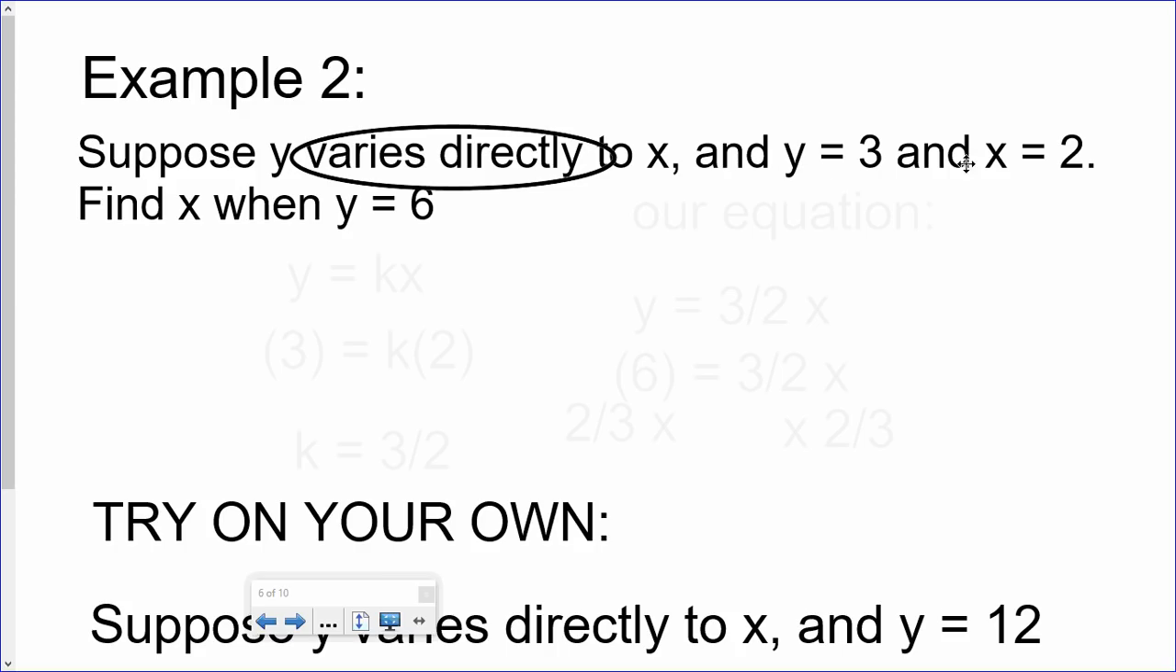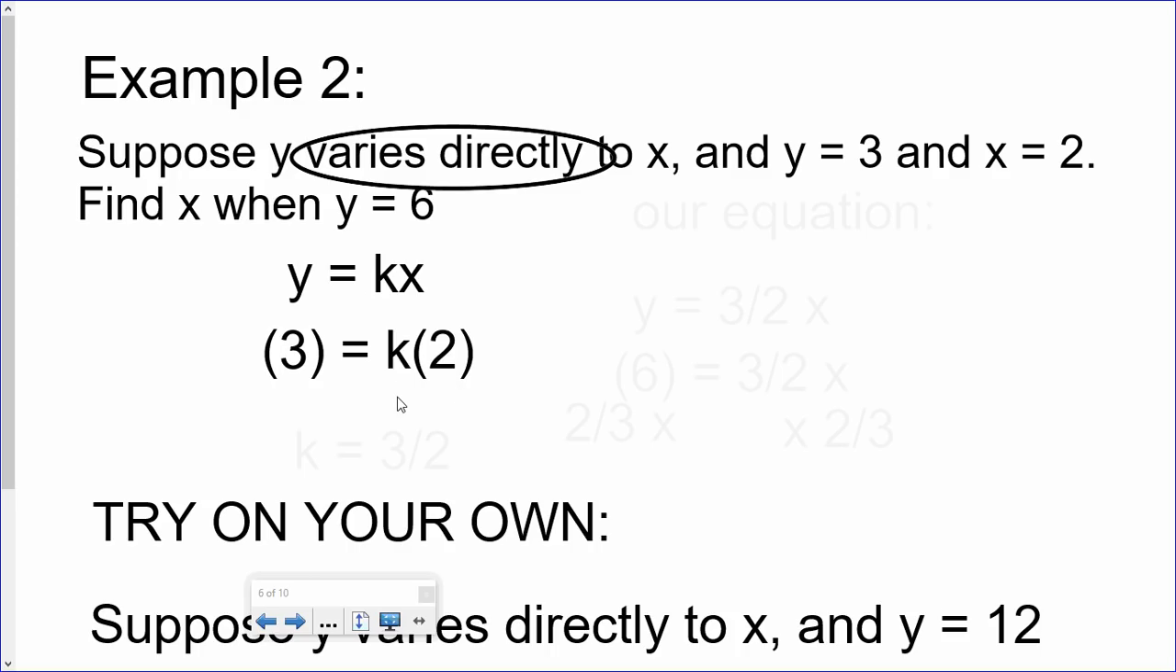Y equals 3 and x equals 2. So that's one of the points for this line. Find x when y equals 6. Okay, so it looks like there's not a lot of information, but it actually is. Because you know it's a direct variation, so you know it's going to be y equals kx. The only thing you don't know is what k is. So in order to find that, we're going to use the x and y that we do know, the 2 and the 3, and plug that in. Okay? And then we're just going to solve for k.